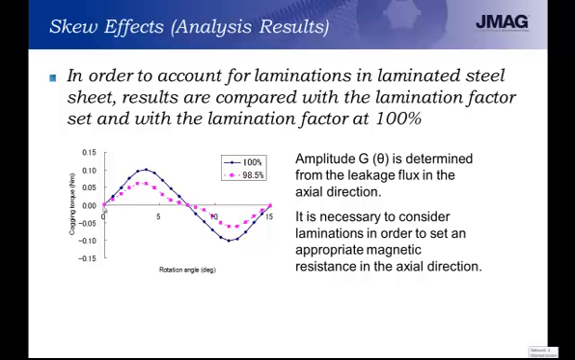So in order to actually capture the cogging torque, we also have to accurately set the lamination factor, because that's going to have a significant impact on the total flux that's traveling in the axial direction, and thus the total cogging torque.